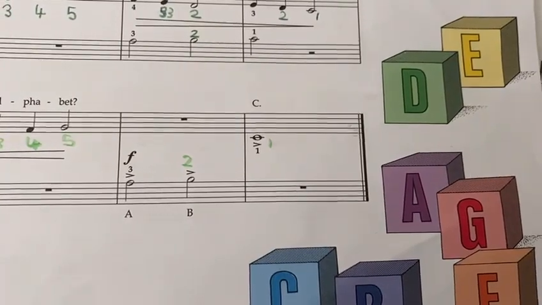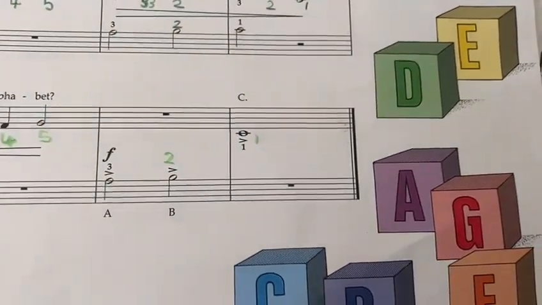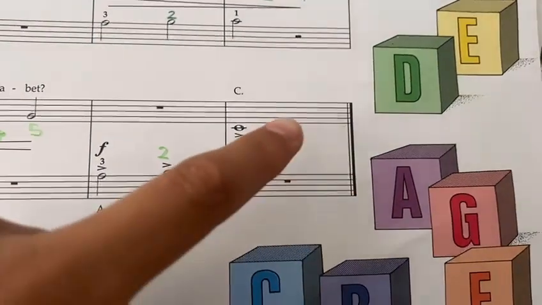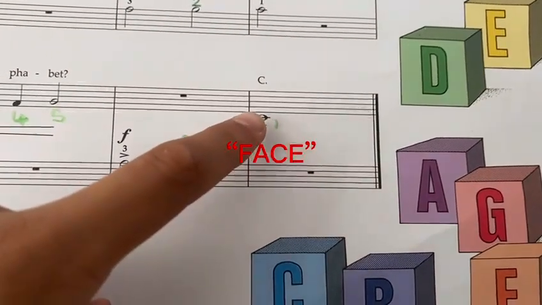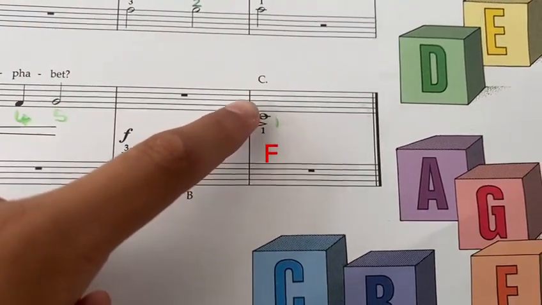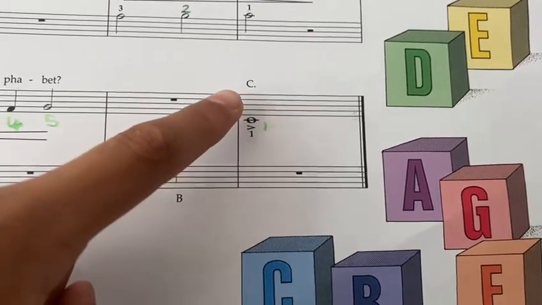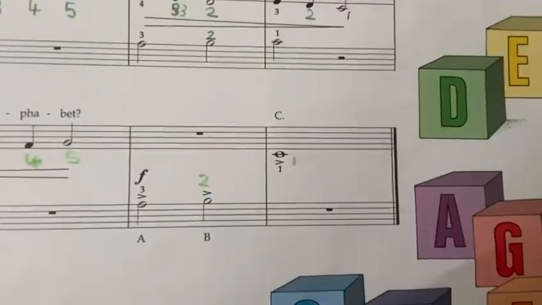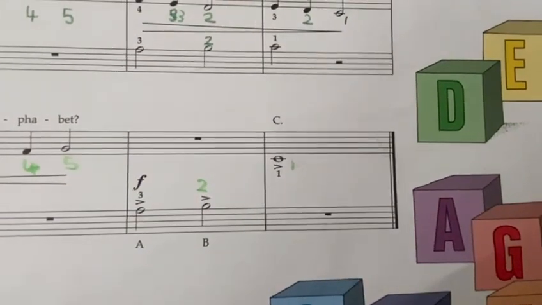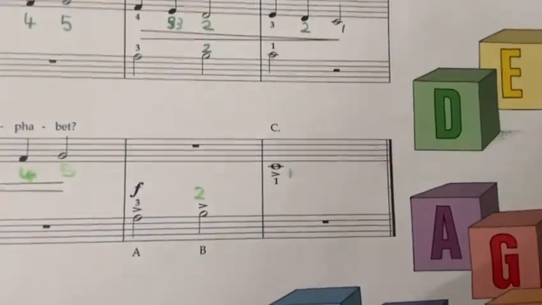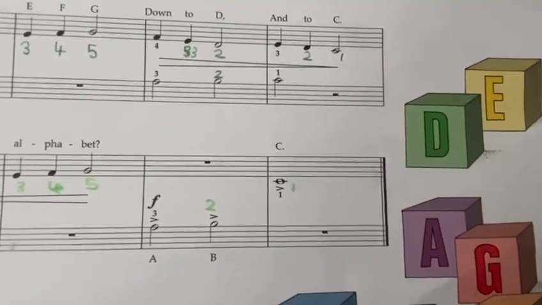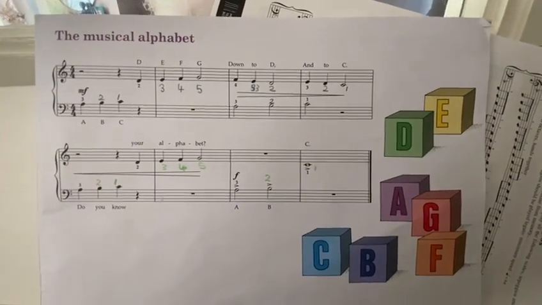The spaces are the letters in between the lines, and there are 4 notes. These spell out the word face. The first one is F, the second one is A, the third one is C, and the top one is E. So if I were to look for E, I'd look at the word face. E is the last one, therefore E will be the last space up here. That is how to read the treble clef.